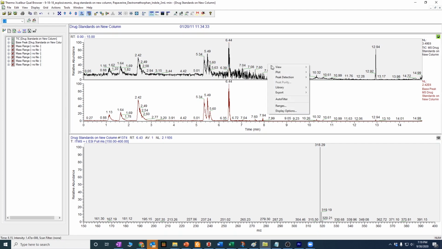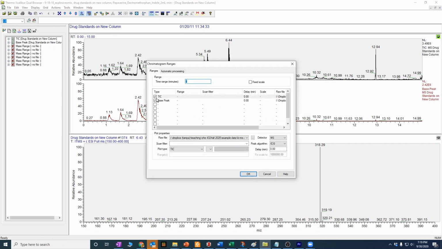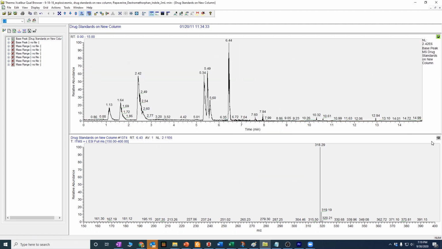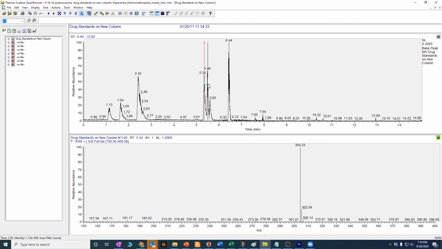All right, so let's get rid of that total ion chromatogram and just look at the base peak. Okay, much better. So here's another wonderful thing we can do with mass spectrometry. We did this a little bit with UV, but because you don't get nearly as much information from a UV, it's not nearly as selective as mass spectrometry is, this is going to work a lot better with mass spectrometry.